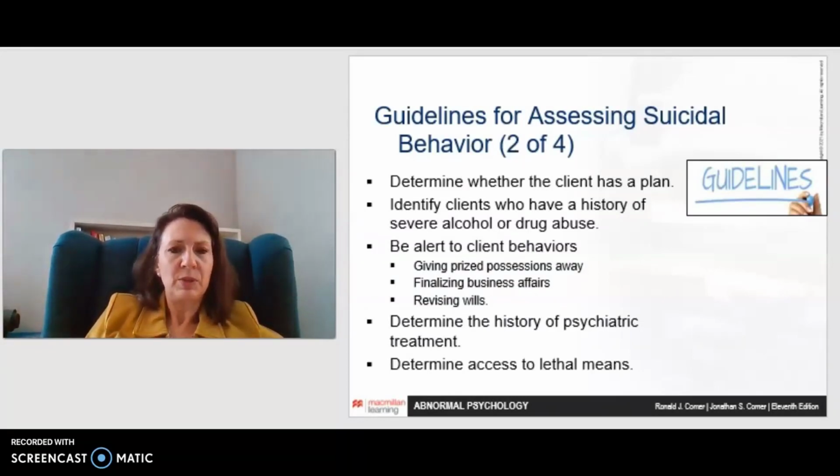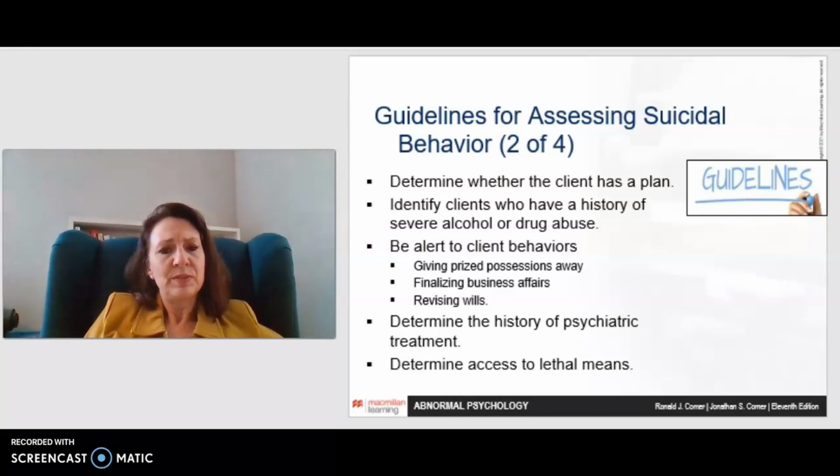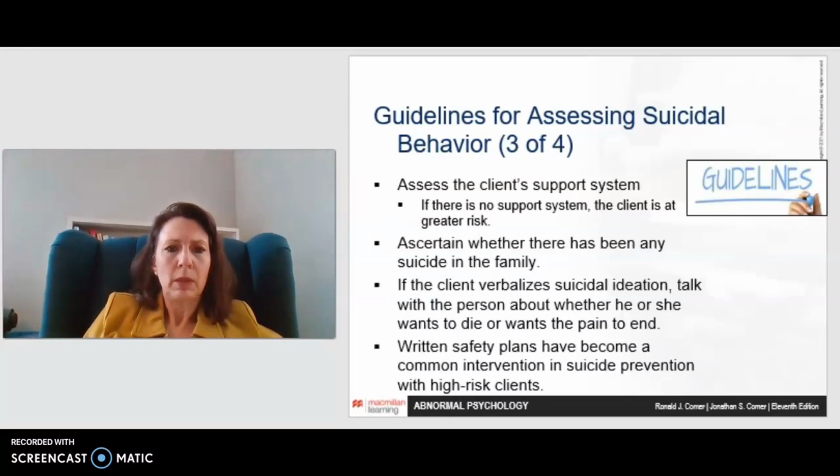Identify any substance abuse, be alert to behaviors such as giving away prized possessions, finalizing business affairs, and revising wills. Determine the history of psychiatric treatment, and determine if there are any lethal means that are available. We want to assess the client support system, ascertain whether there's been any suicide in the family, because both of those factors are leading to increased risk.